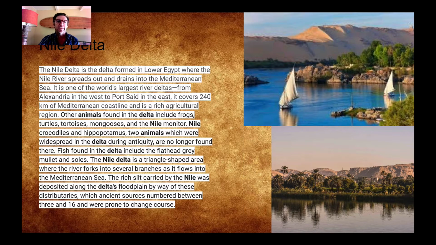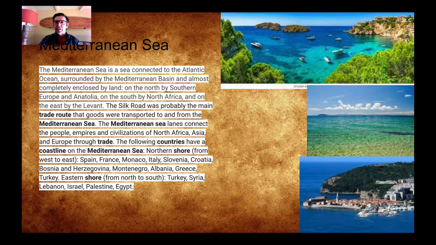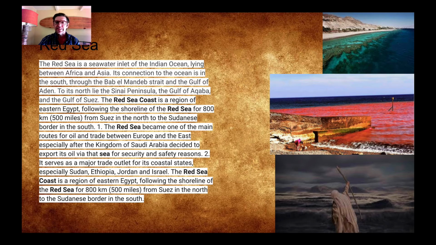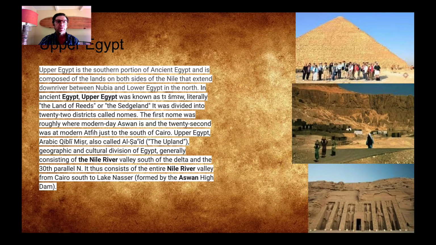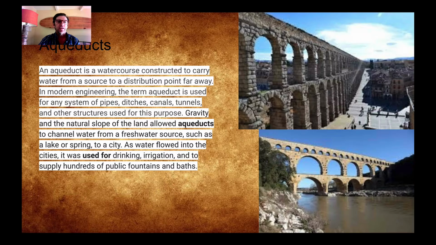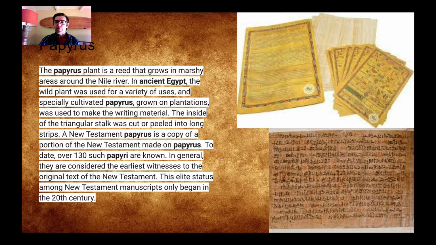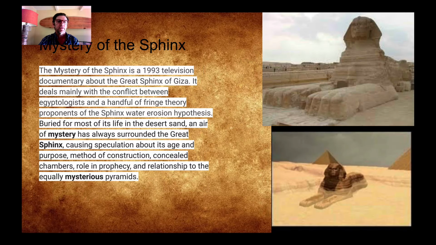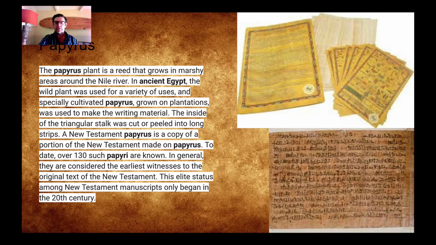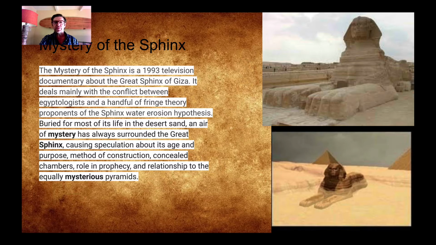Great job. Nile Delta, Mediterranean Sea, Red Sea, Upper Egypt, Lower Egypt, aqueducts, part of irrigation, papyrus, how they wrote things down, one of the first writing. That's a very interesting concept to focus on. And then the mystery of the Sphinx, that we'll focus on Thursday and Friday. Okay, so right now what I want you guys to do, you cannot use the Sphinx because we're going to focus on that Thursday and Friday.